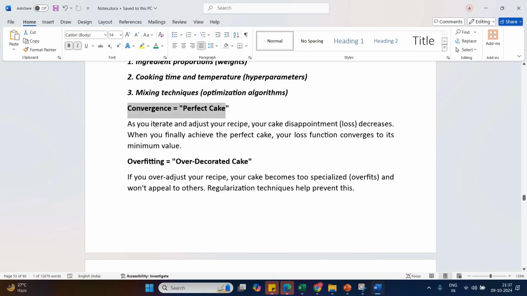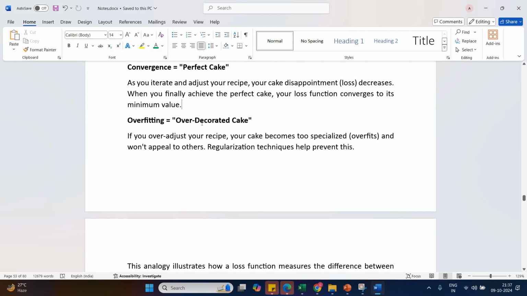Then comes the convergence. What does convergence mean? It means you need to converge towards a perfect cake. So if you have to converge towards a perfect cake, then you have to iterate again and again. As you iterate and adjust your recipe, your cake disappointment or the loss decreases. When you finally achieve the perfect cake, your loss function converges to its minimum value, right? When it reaches its minimum value, there you go. You have the best prediction method, or you can say you have the best cake, right?